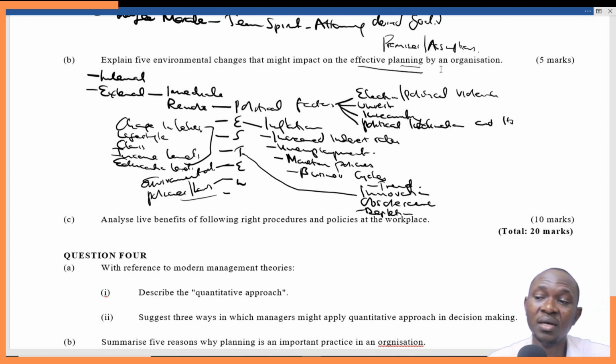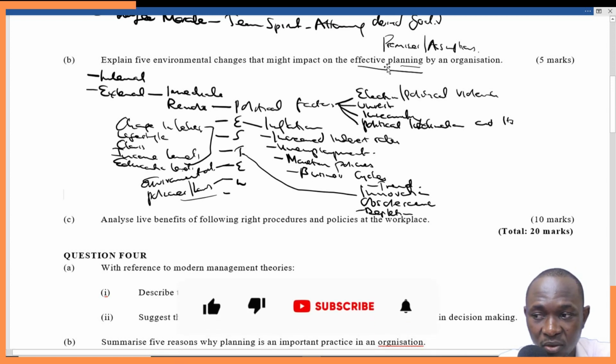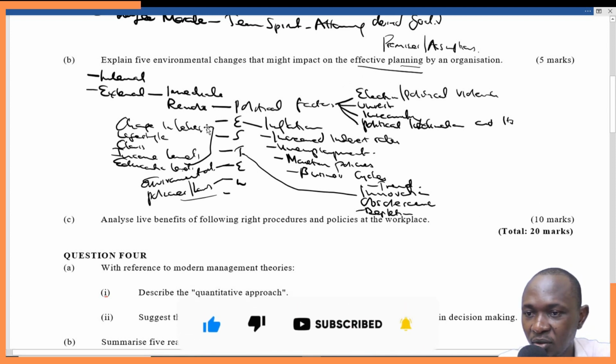We might talk of increase in interest rate, inflation rate, business cycles. You might talk of political unrest. You might talk of unemployment, where you are looking for employees and you can't get the right skills to do the job. Technological changes can also affect the effective planning by an organization. So all these are just external, and all these are points. We just need to argue them out.